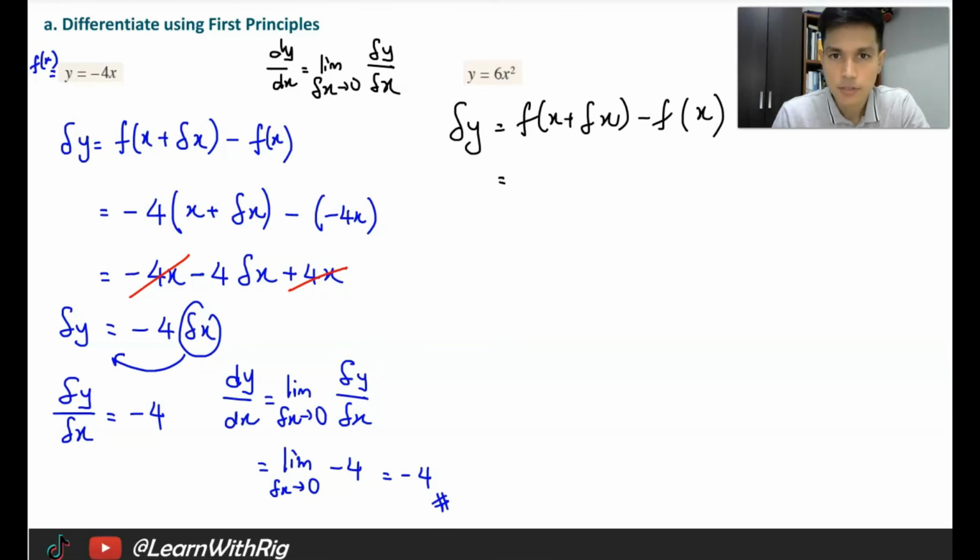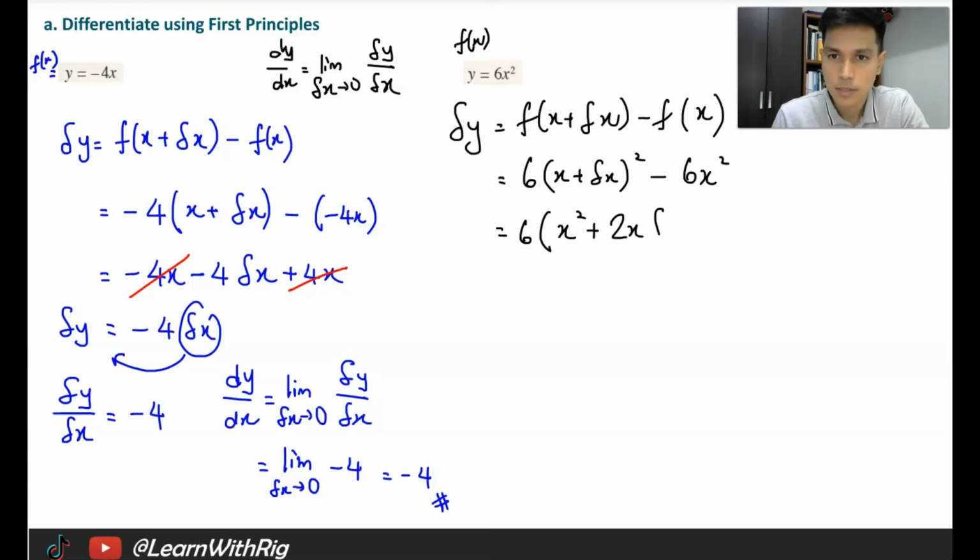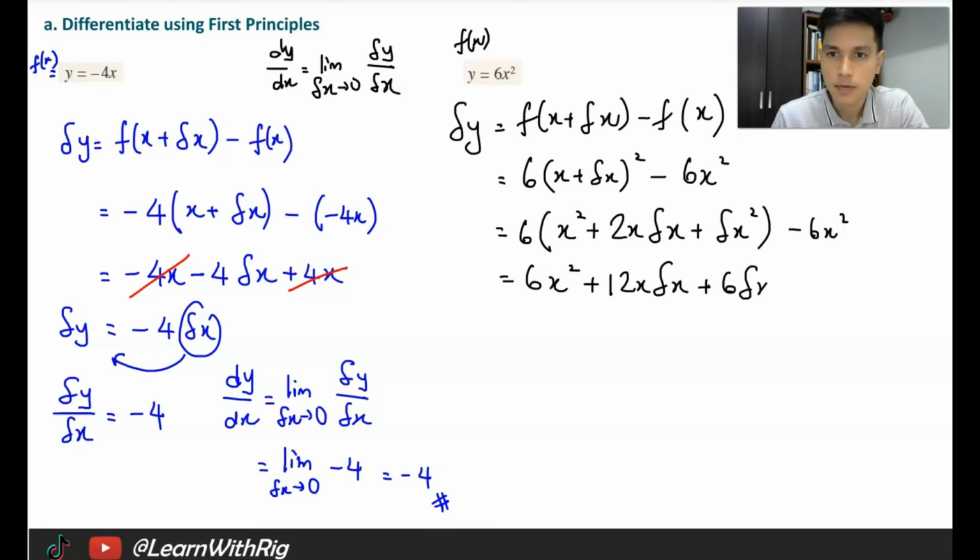Now your f(x) value is 6x squared. So instead of x squared, you write 6 times (x plus delta x) squared, minus f(x), which is 6x squared. Expand the square first: 6 times (x squared plus 2x delta x plus delta x squared) minus 6x squared. Then expand again: 6x squared plus 12x delta x plus 6 delta x squared minus 6x squared. Same thing, you can cancel because it becomes 0.